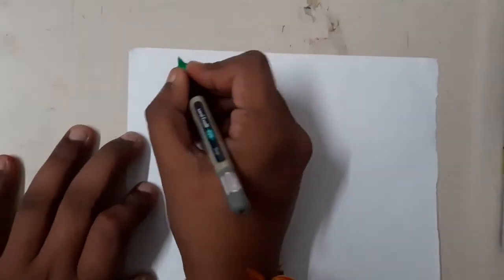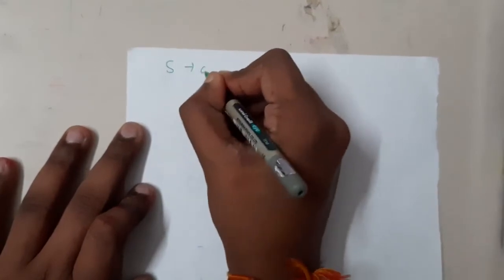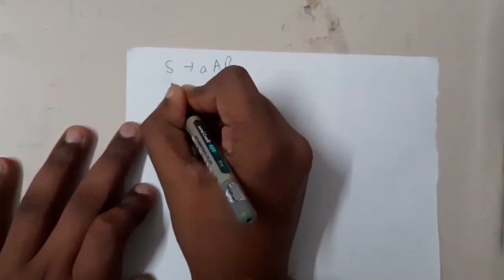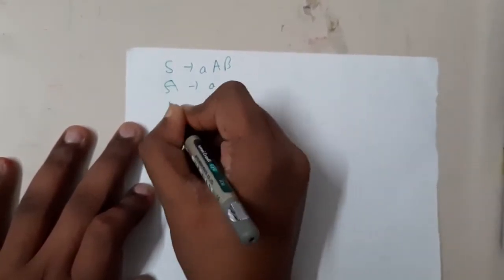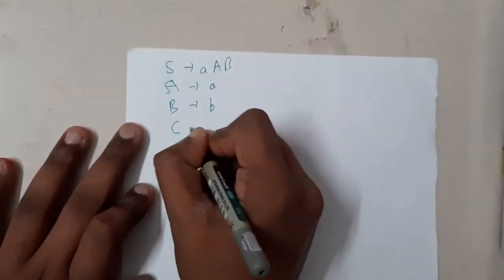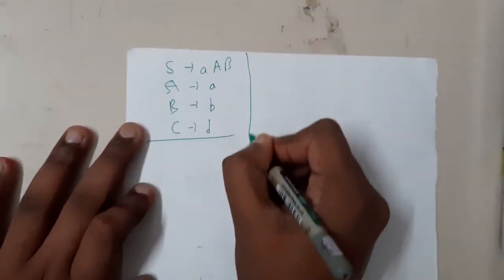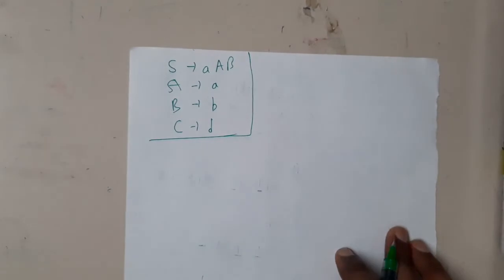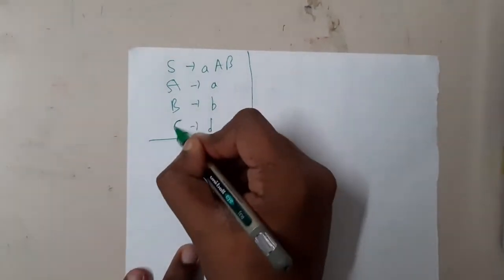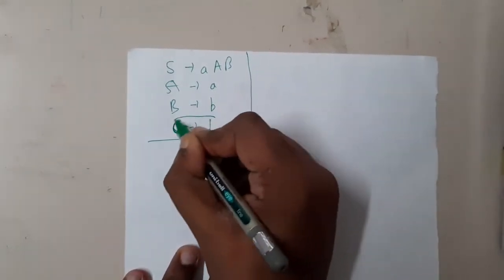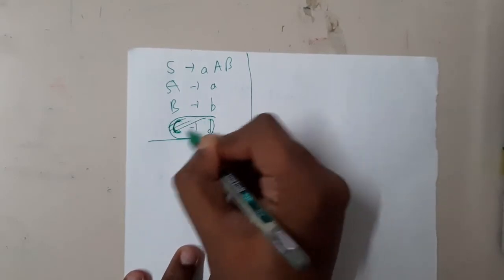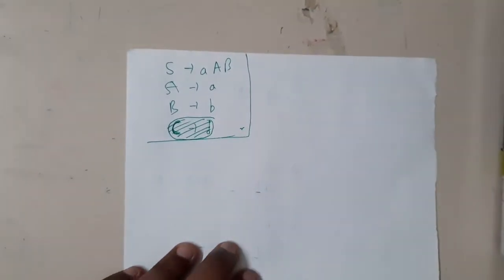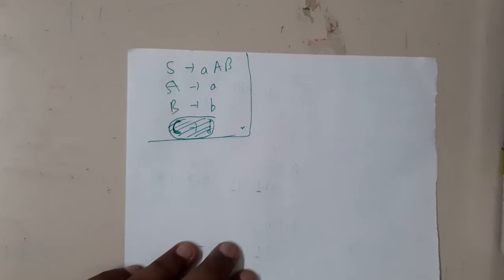Now the last step is removing useless symbols, guys. Assume that our given grammar is S implies AB, A implies A, B implies B, C implies D. Is there any funny thing in this question, guys? In that question, we are never having capital C. So then what is the need of this production? You can eliminate it, right? That is nothing but removal of useless symbols, guys. Got it?